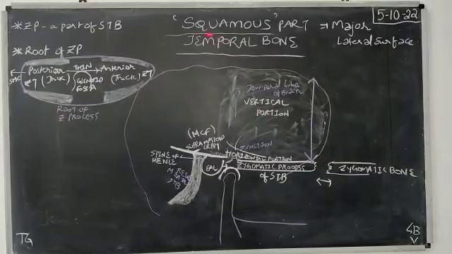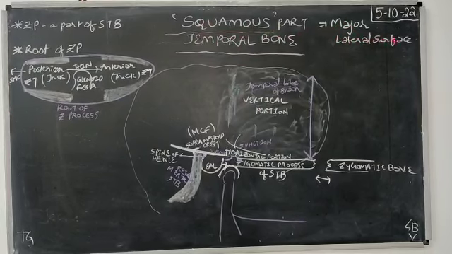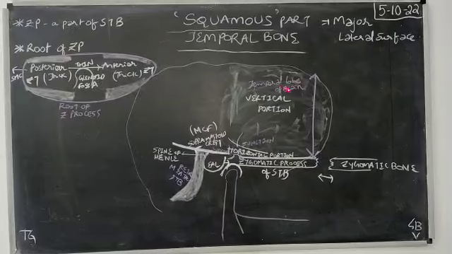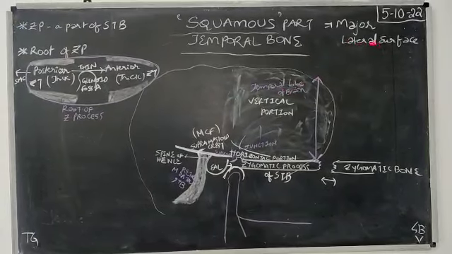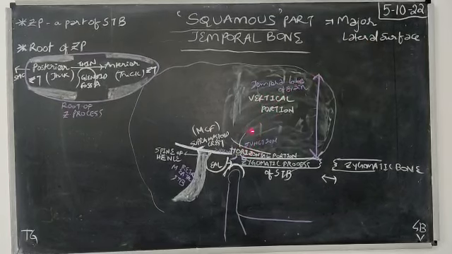Now we are trying to tell about the squamous part of the temporal bone. It forms the major lateral surface of this particular temporal lobe of the brain and most of the lateral surface of this particular temporal bone. It has got a vertical portion and a horizontal portion.